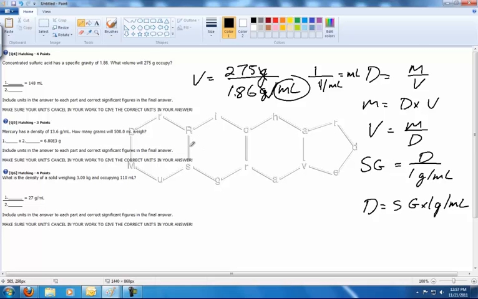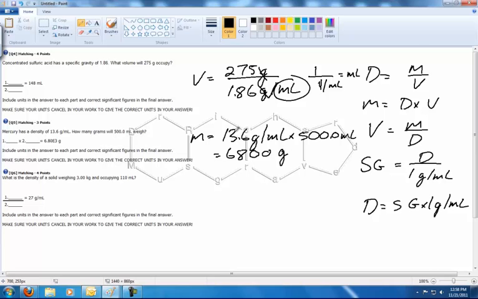Alright, looking at the next one, we're looking for the mass, and mass is equal to density times volume. The density is given as 13.6 grams per mil. The volume is 500.0 mils. Now in our calculator it's going to come out to be 6,800 grams. Now that's not really a very good answer because we don't know how many significant figures it has.